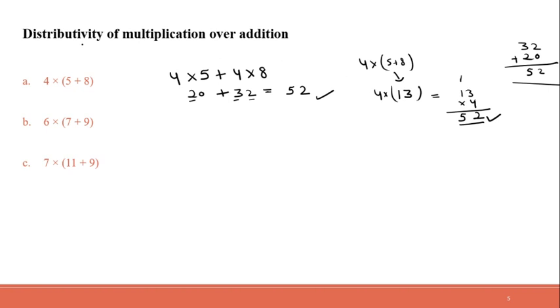So this is the property of distributivity. We can either distribute it like this or we can directly do the calculation like this. This is the property which indicates that if something is written like this, it indicates this thing.